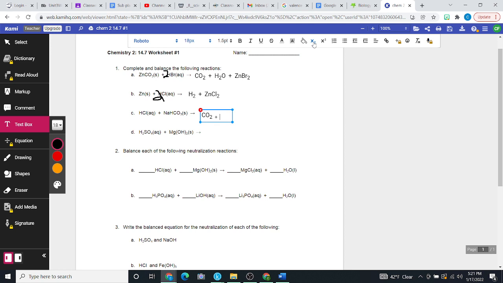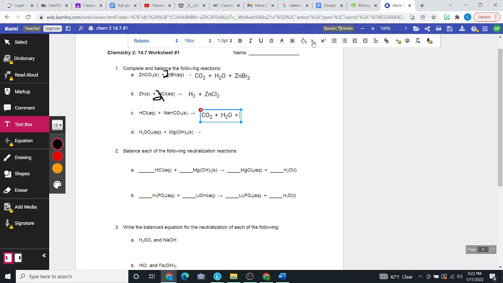plus H2O. It will always, anytime you have a carbonate and acid, always going to be CO2 and H2O.